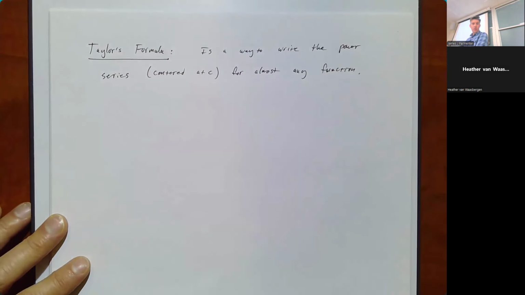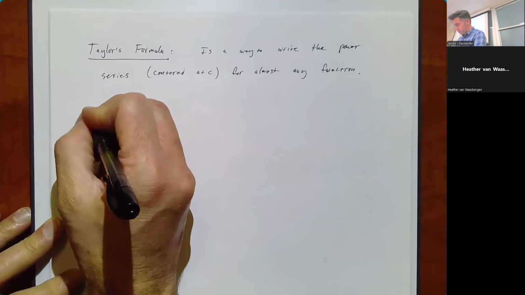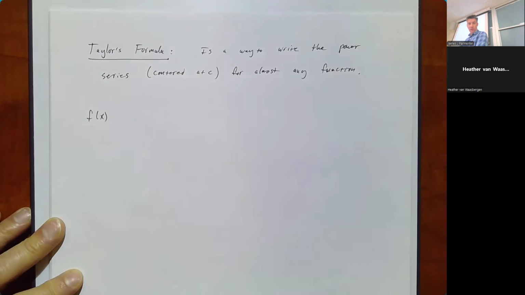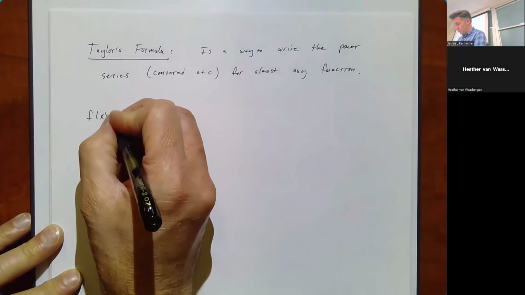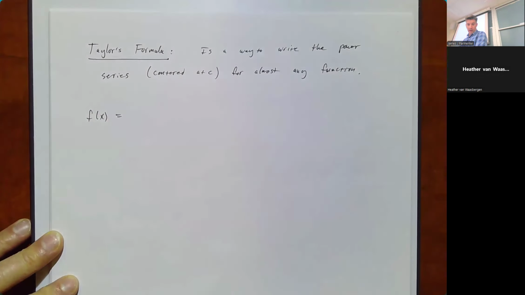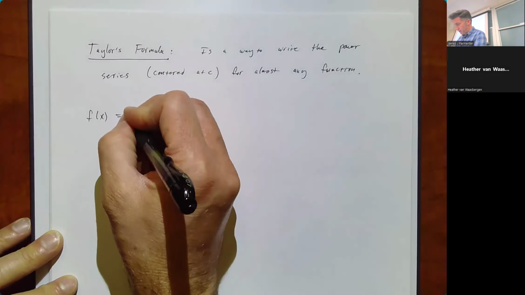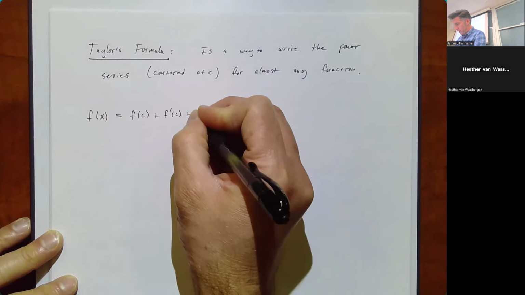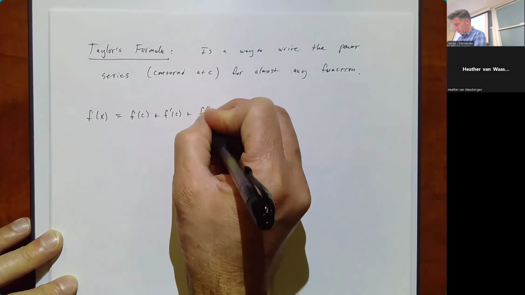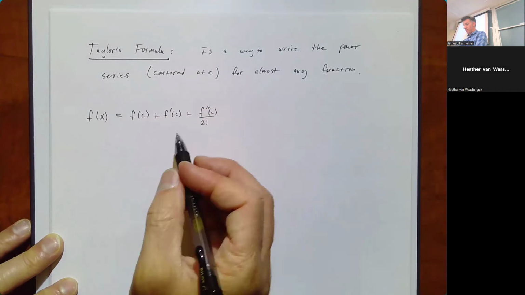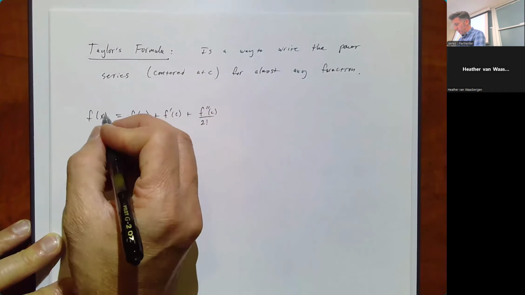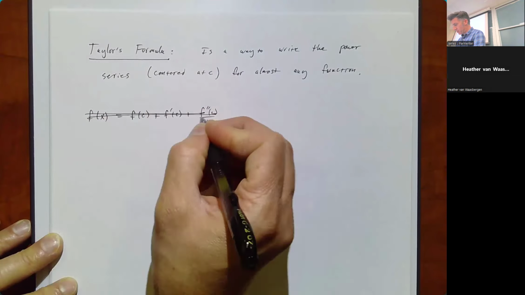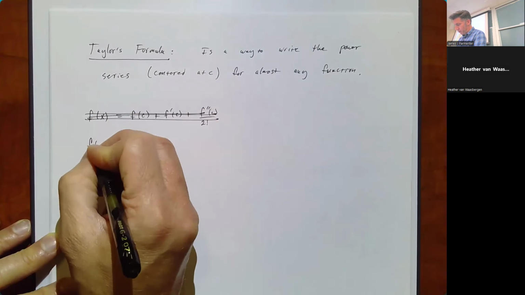So the formula is as follows. We're going to say that whatever function f of x we're starting with is going to be equal to, here's the long way of writing it. It's going to be f of c plus f prime of c plus f double prime of c over 2 factorial. Oh, you know what? I made a small mistake there. Apologies. Let's try that again. Sorry about that. Forgot something very important.